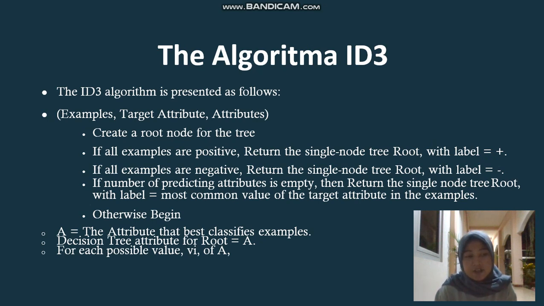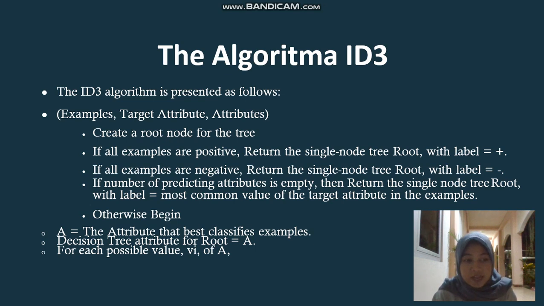The ID3 algorithm. The ID3 algorithm is presented as follows. Examples, target attributes. Create a root node for the tree. If all examples are positive, return the single node root with label positive. If all examples are negative, return the single node root with label negative. If the number of predicting attributes is empty, then return the single node root with label the most common value of the target attribute in the examples.